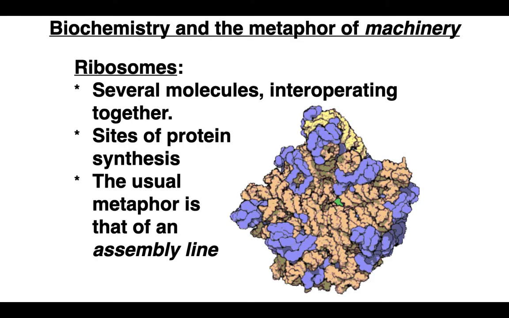So let's take a look at our friend the ribosome. This is an image of a ribosome with three colors, yellow, orange, and blue. Those three different colors represent different kinds of molecules. Ribosomes are composed of two subunits, a larger part that we see on top here and a smaller one that we see on the bottom. And each of those two subunits contains multiple different molecules, some of which are proteins and some of which are RNA. These are the sites of protein synthesis, and the usual metaphor for what a ribosome is doing is that of an assembly line.